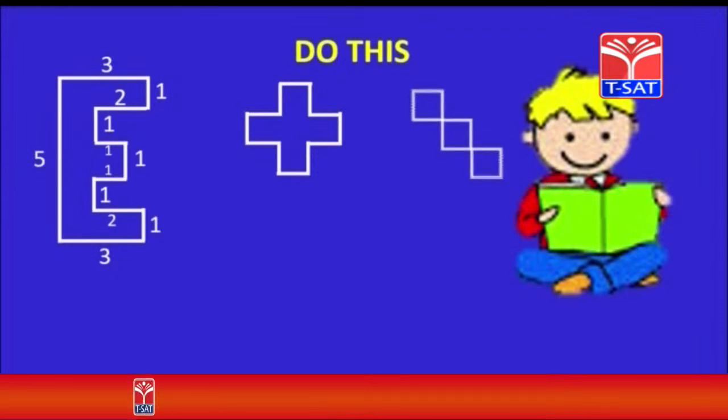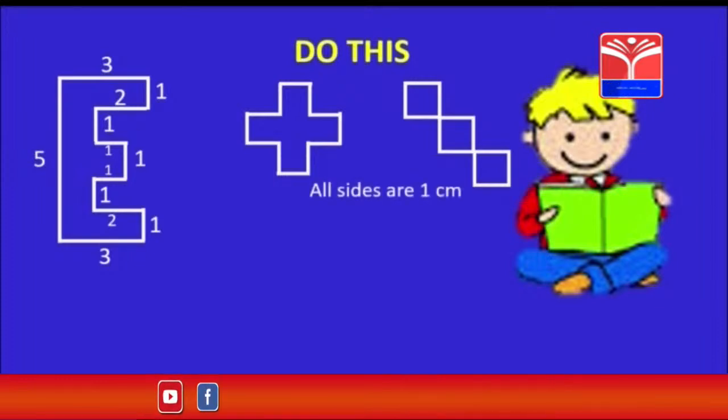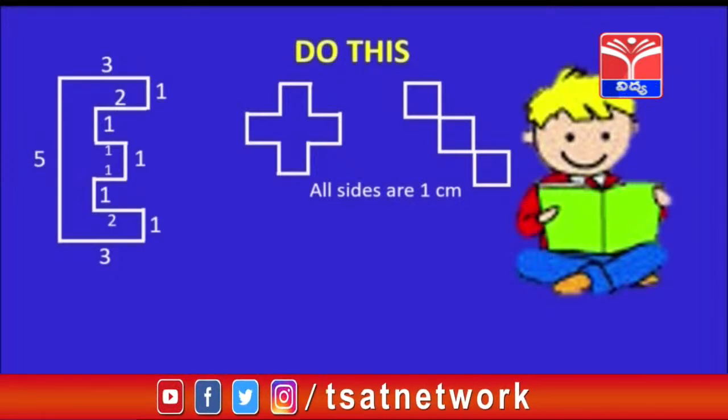Another shape I am showing you on screen. This one has all 1 centimeter line segments. All sides are 1 centimeter in these two shapes. Now try to find perimeter. Add all the line segments.